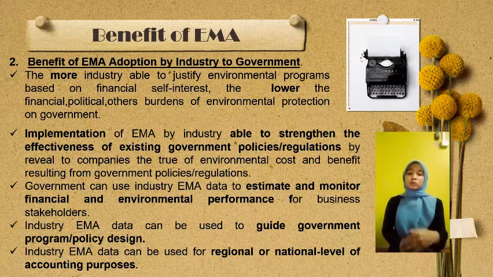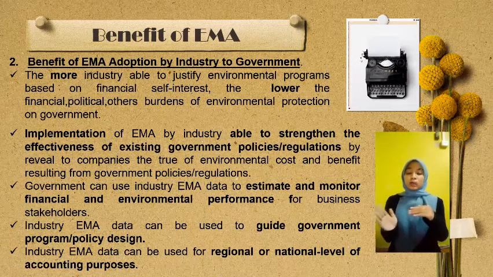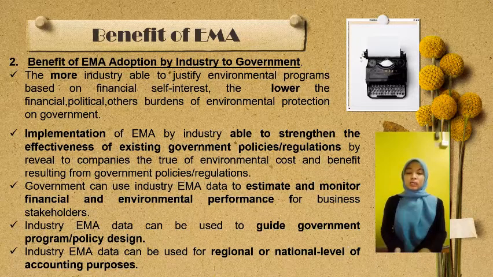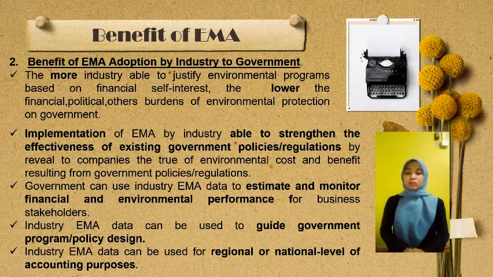revealing to the company the truth of environmental cost and benefit that are resulting from government policies and regulation. The third one is government also can use industry EMA data to estimate and monitor financial and environmental performance for businesses stakeholder. And besides, industry EMA data also can be used to guide government in designing their program and policies, and it also can be used for regional or national level of accounting purpose.